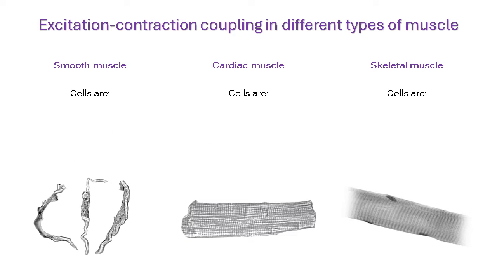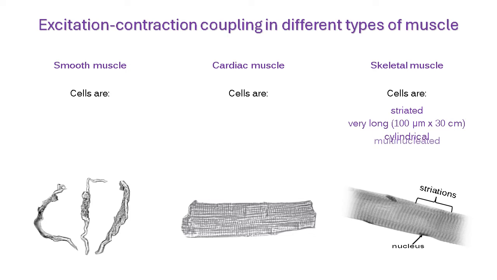As you can see here, the three types of muscle cell look very different. Skeletal muscle cells have a distinct striated appearance due to the ordered arrangement of the contractile proteins inside the cell. Skeletal muscle cells are also known as fibers, as they are quite large with a long cylindrical shape. Each cell or fiber spans the length of the muscle bundle and can be tens of centimeters long with a diameter of around 100 microns. Another feature of these cells is that they contain multiple nuclei.